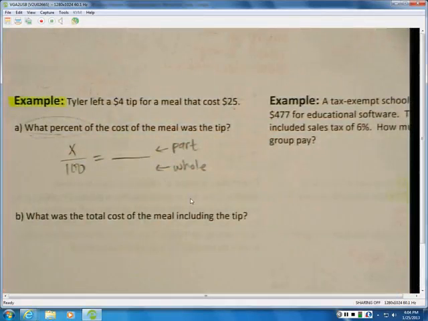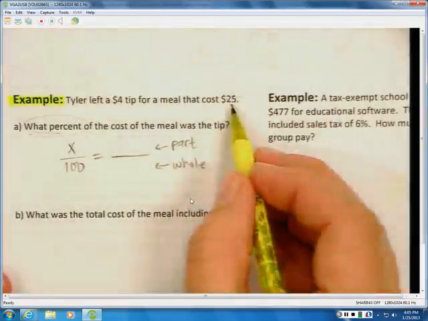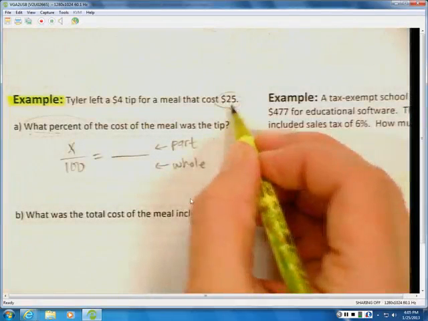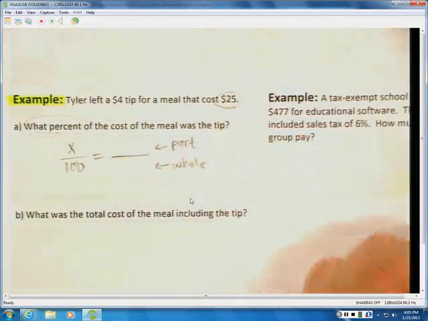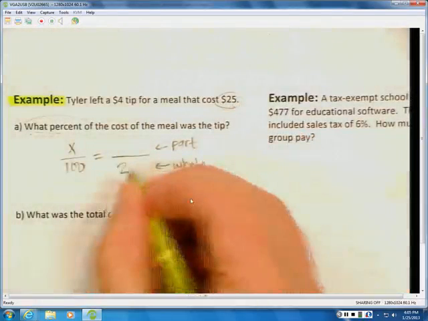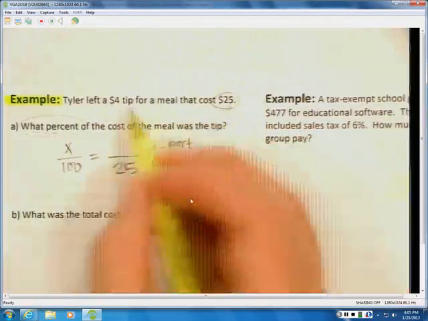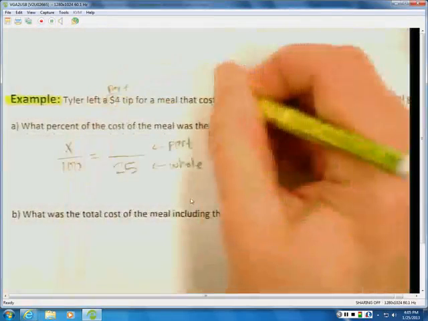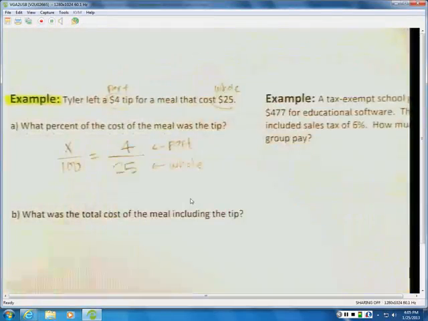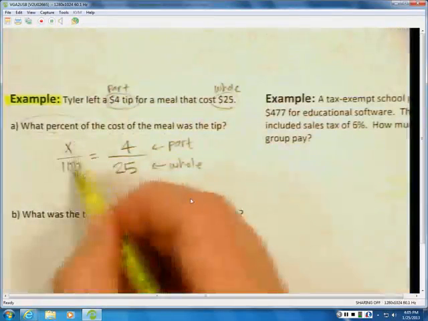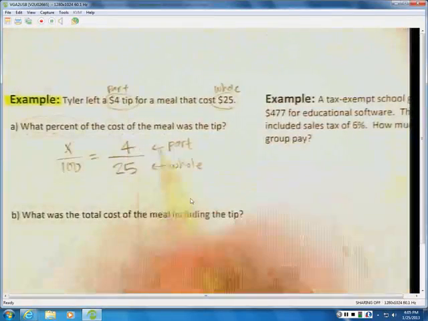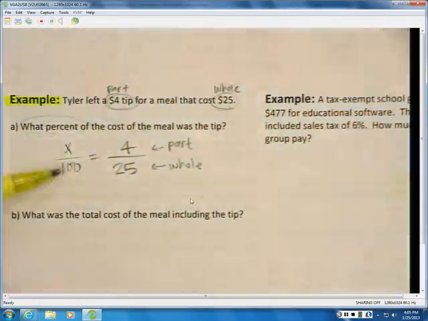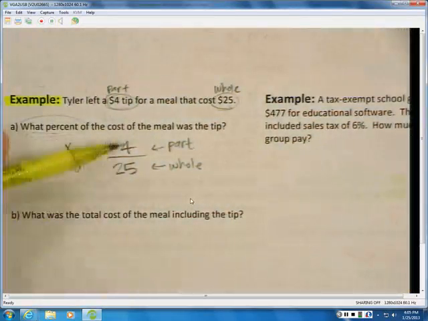What percent of the cost of the meal was the tip? Well, how much did the meal cost? The meal cost $25. Ask yourself, $25, is that the part or the whole? It turns out that that's the whole. And then the $4 tip, that's the part. So I can set up my proportion like this: x over 100 equals 4 over 25. I'm doing the part out of 100, the percentage out of 100 that represents the part that was the tip out of the whole bill, or out of the whole cost of the meal.